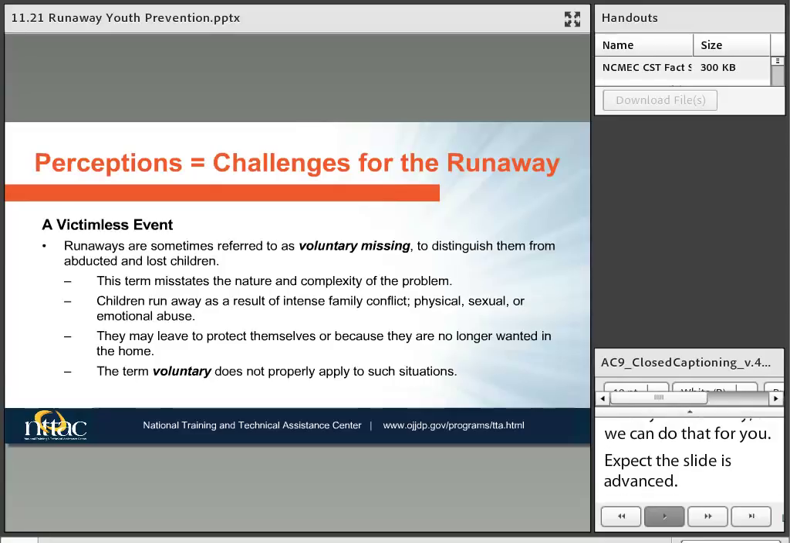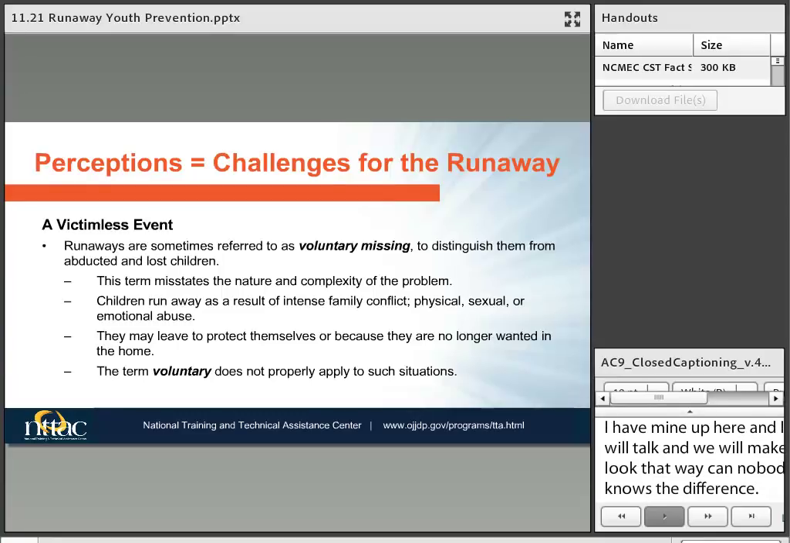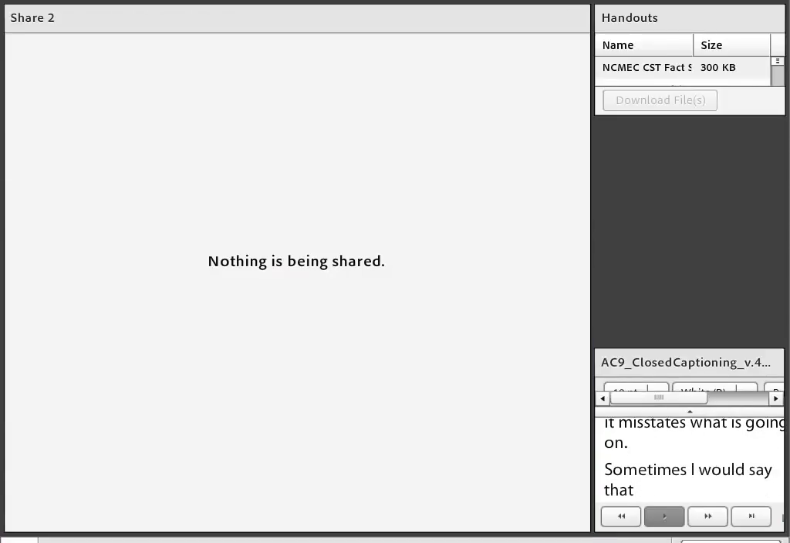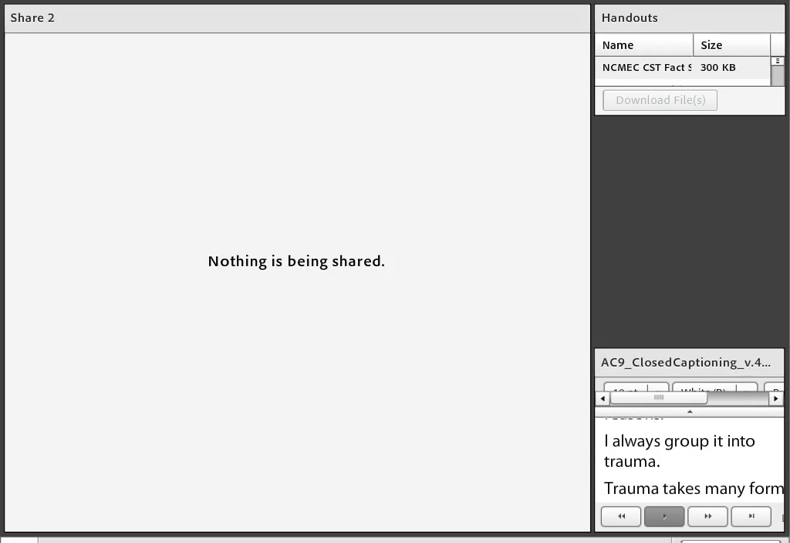So, the next slide is perceptions and changing those perceptions as they relate to runaways. Runaways are sometimes referred to as voluntary missing. It's a term that's widely used, but sometimes it misstates what's going on. I would say that term can minimize the complexity of what's going on with children on the street. As Dominique so well illustrated, children go out there for a multitude of reasons. I always group it all into trauma, and trauma takes many forms. It can be intense family conflict, physical, sexual, or emotional abuse. Maybe they feel like they have to protect themselves or a sibling. So that term, voluntary, if we're not careful, can actually marginalize a little bit.